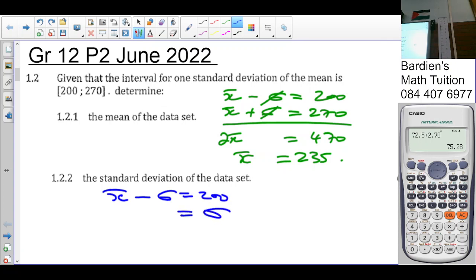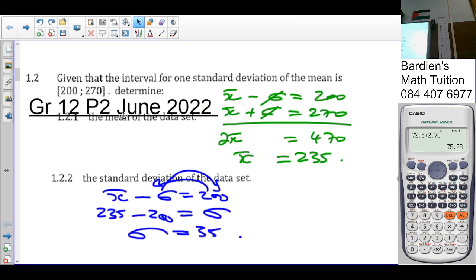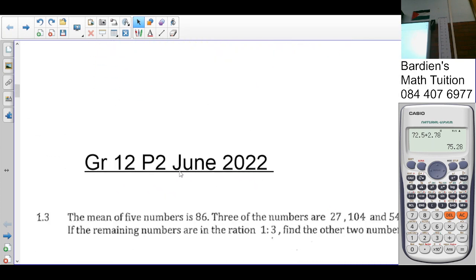So your standard deviation is going to be 235 minus 200, which gives you a standard deviation of 35. Okay? That was really easy.